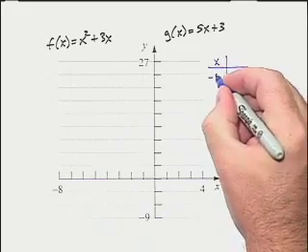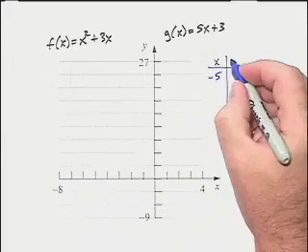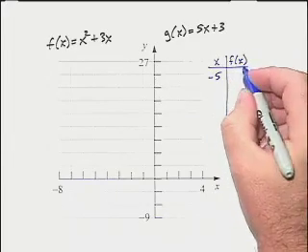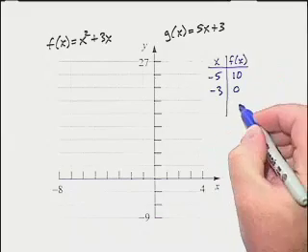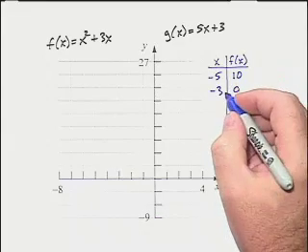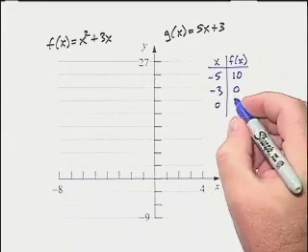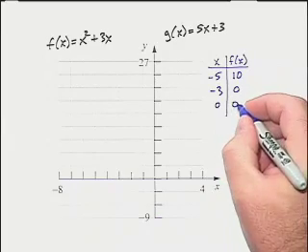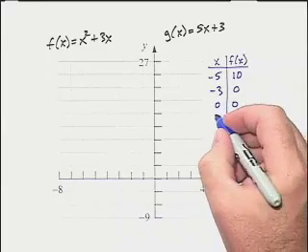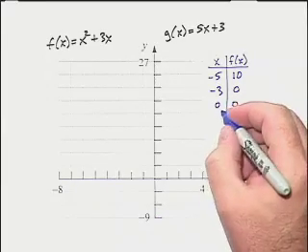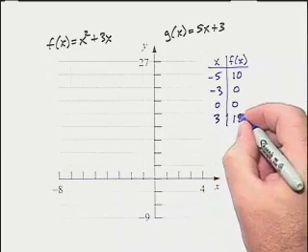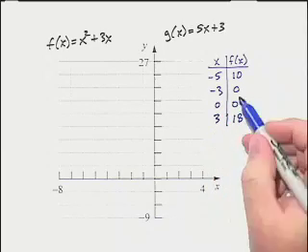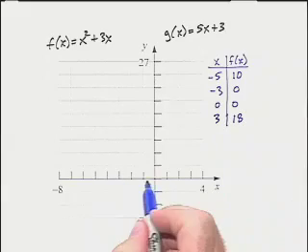we might pick values, say negative 5. If we put in negative 5, f of x is equal to 10. If we put in negative 3, f of x is equal to 0. If we put in 0, f of x is equal to 0. And if we put in, let's say, positive 3, f of x will be 18. We can go ahead and plot these points.